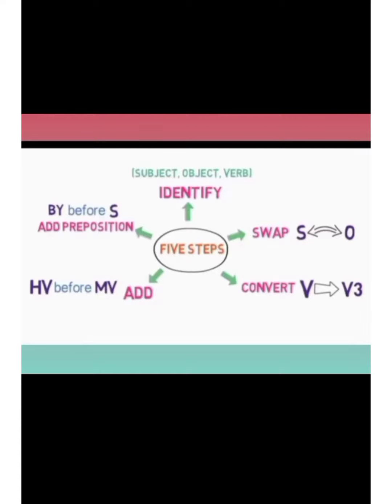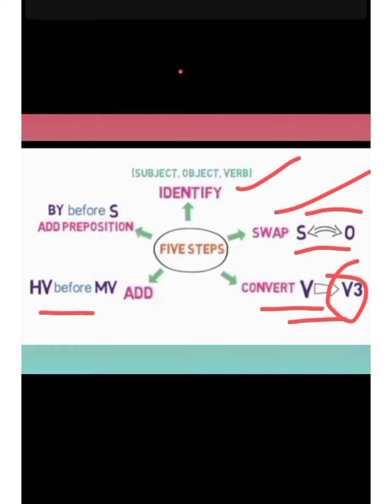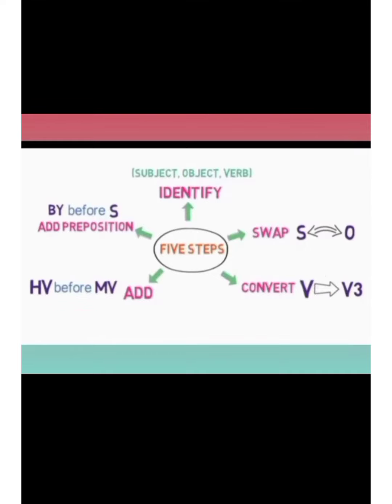So children, there are 5 steps to change active into a passive voice. First one is you have to identify what type of tense it is in the sentence. Then you have to swap, that means you have to change the subject into object and object into subject. Then you have to change the verb form, that is the verb should be changed into the third form of the verb. Then you have to add a helping verb before the main verb and add a preposition before the subject.